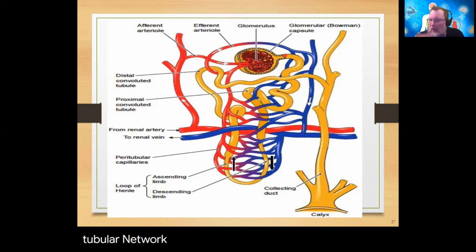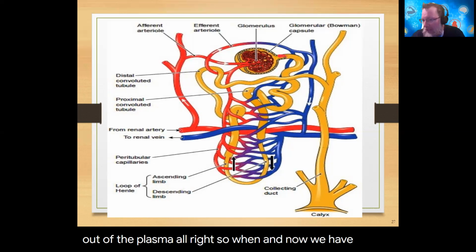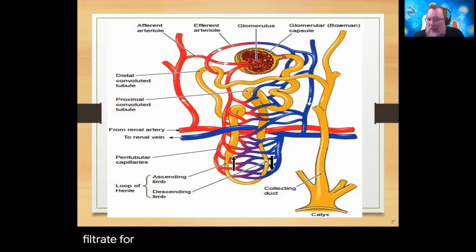So step one is we filtered some stuff out of the plasma, and now we have a filtrate forming. We have stuff inside of this tube. Notice this tube is kind of curvy. We say it's convoluted, specifically we call it the proximal convoluted tubule.